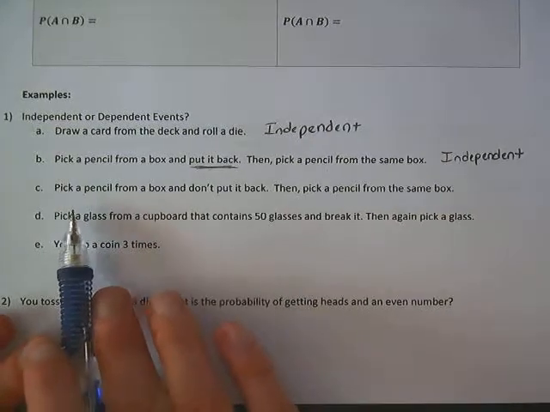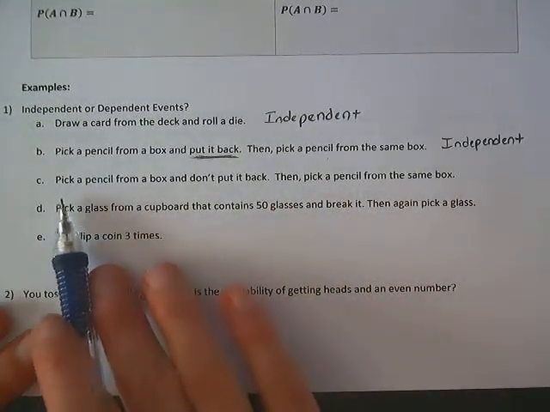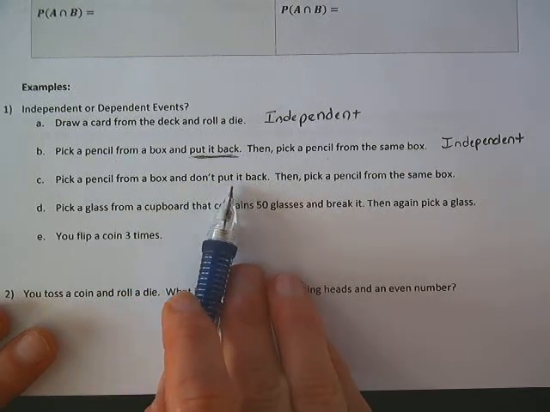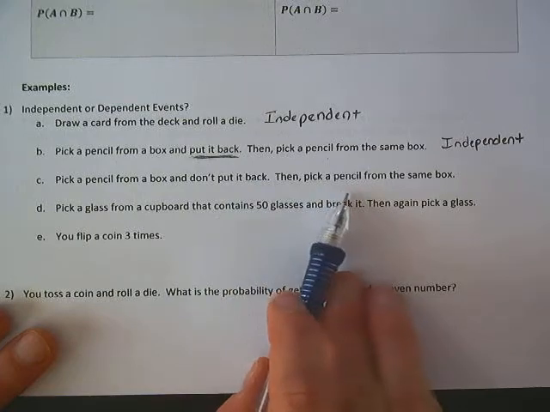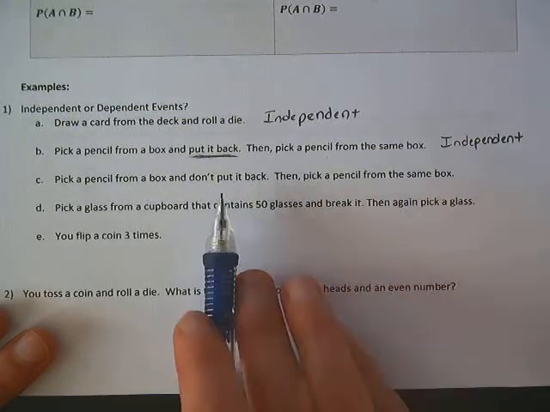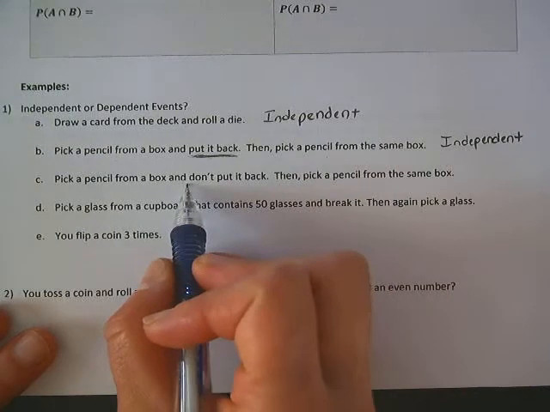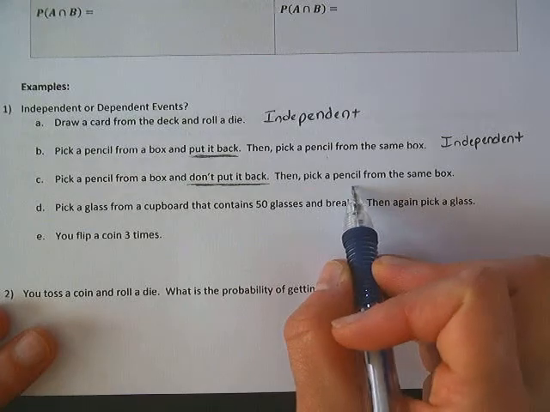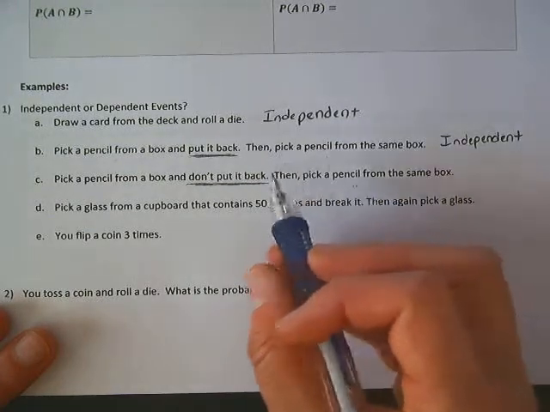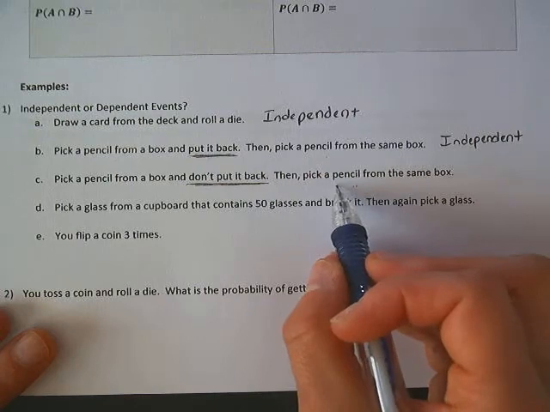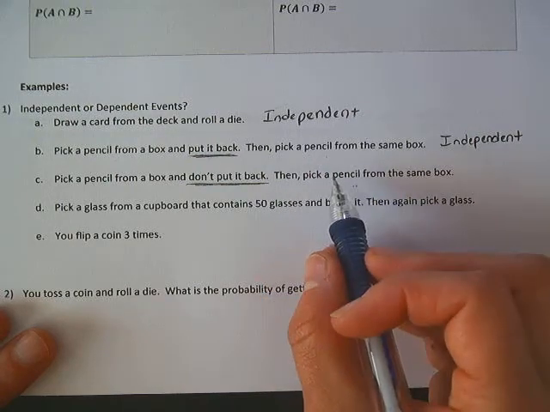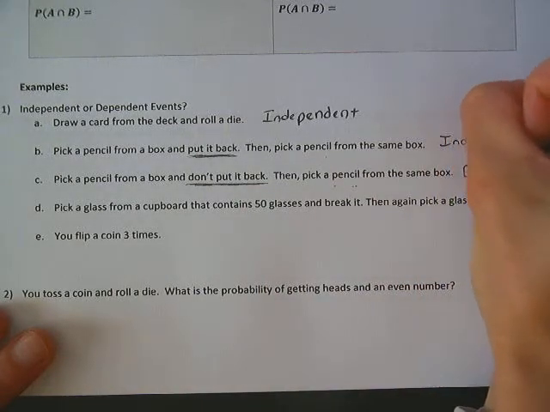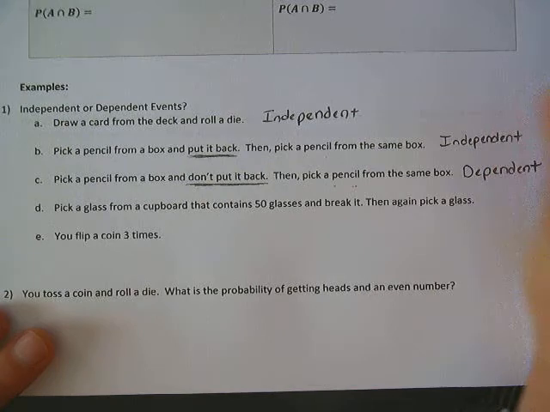Okay. And so in the next example, you'll notice that there's a minor difference. In this one, it says pick a pencil from a box and don't put it back in. So in other words, you kind of set it to the side and then you pick a pencil from the same box. Well, because we did not put that original pencil back in, that means that there's going to be one less pencil when we pick another pencil. So that will actually affect what happens on this second event. In other words, when we pick another pencil out of the box. So because this other event is affected, these would actually be dependent events.